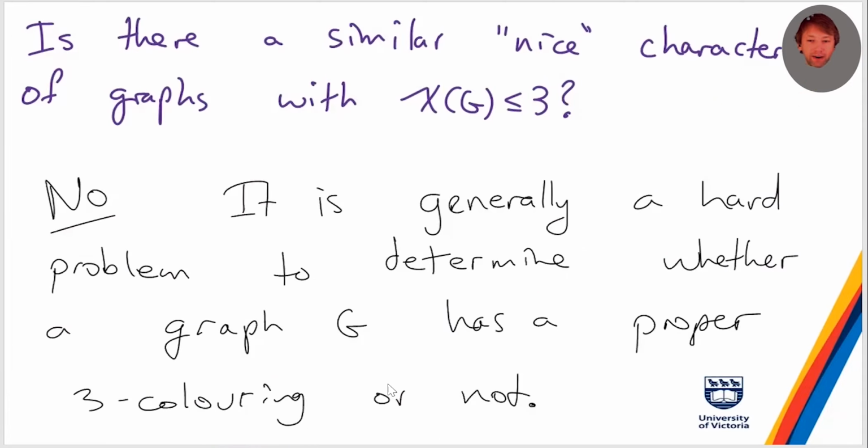Here's an extremely natural question. I've told you how you can tell if a graph has chromatic number 2: it has chromatic number at most 2 if and only if it doesn't have an odd cycle. That's a nice structural characterization of graphs with chromatic number at most 2. It tells you why a graph has chromatic number at most 2 or why it doesn't. It's all about odd cycles.